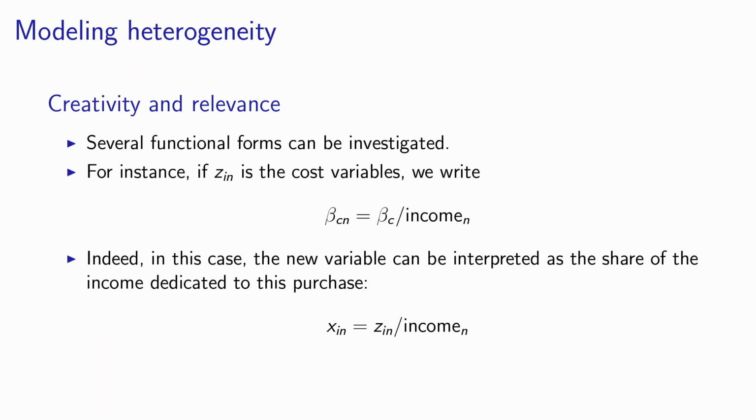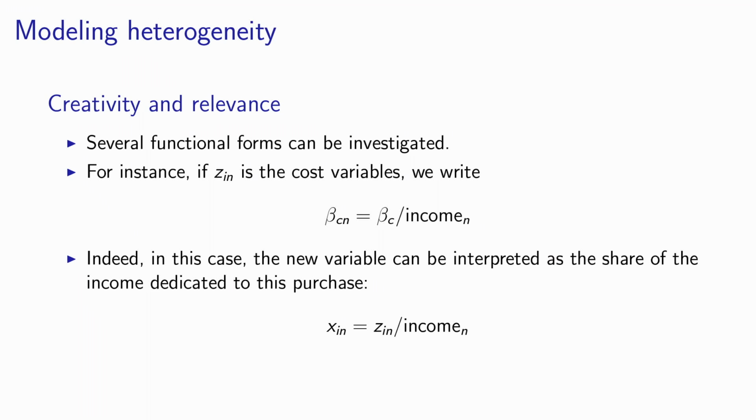Actually, if we go back to this cost variable, it's very common to replace the multiplication of the cost by income by calculating the ratio, cost divided by income. The reason why you want to use such a specification instead of the multiplication is that the new variable, cost divided by income, represents something meaningful, is the share of the cost of the purchase of this alternative in your budget, in your household budget.